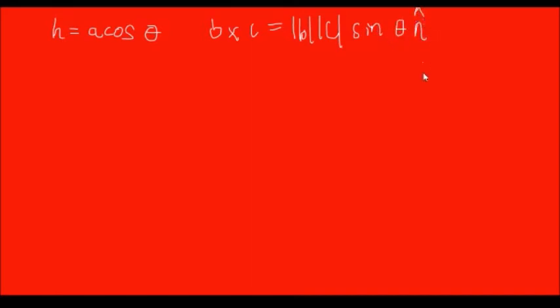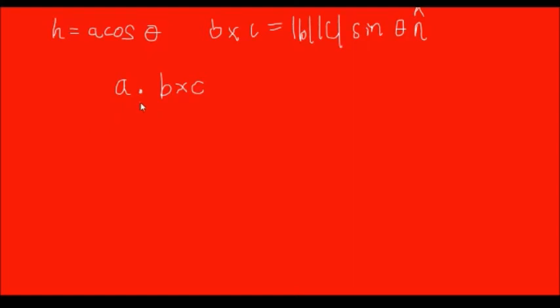meaning that our vertical height is the magnitude of a times the cos of this angle. So now that we know that h is equal to a times the cos of the angle between them, and we know that b cross c is equal to the magnitude of b times the magnitude of c times the sine of the angle between them times n, where n is a perpendicular vector to b and c, then we can see that what we need to do is a dot b cross c.